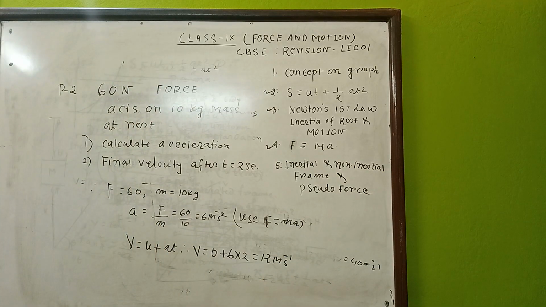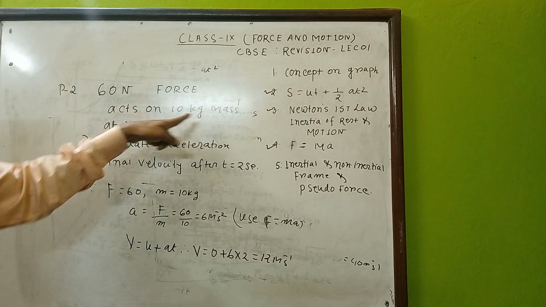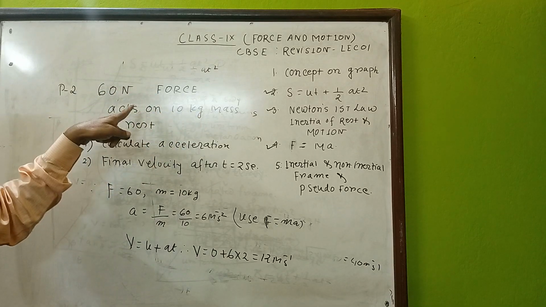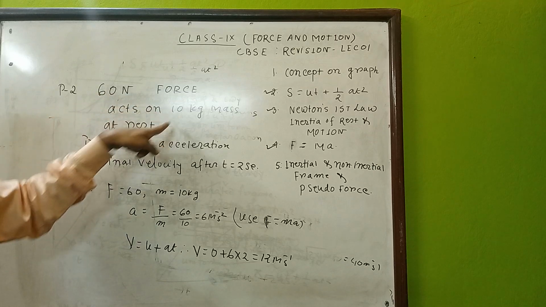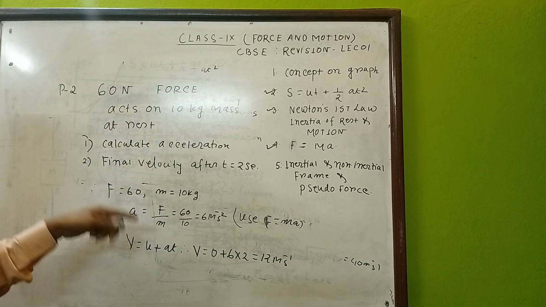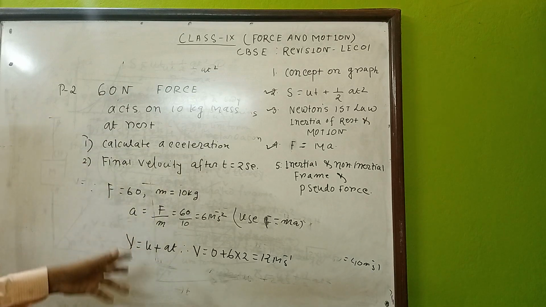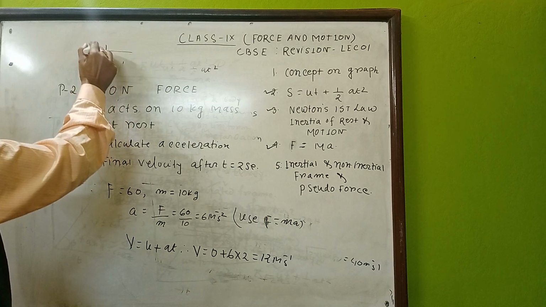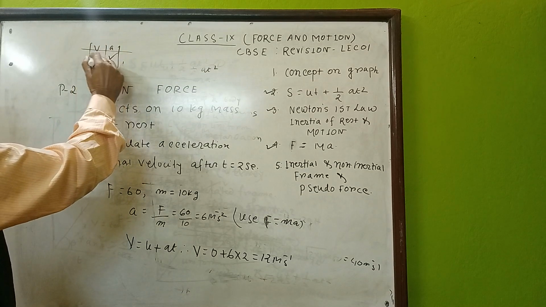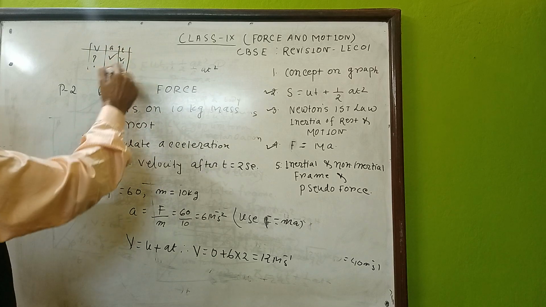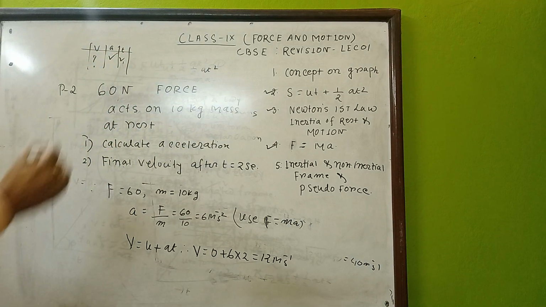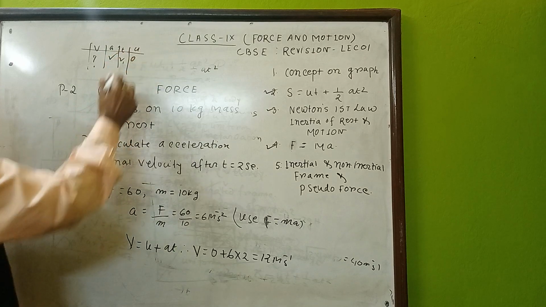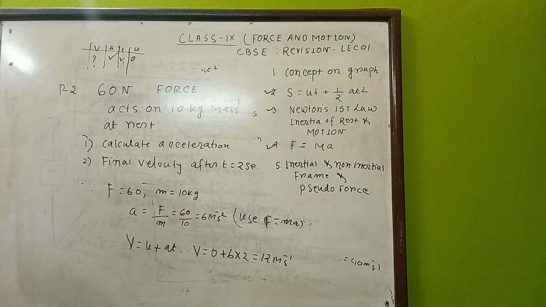Again I am telling, this is a very important sum. A 60 Newton force acts on a 10 kg mass at rest. Calculate the acceleration. What will you do? Force divided by mass gives the acceleration. Now when you know the acceleration, how do you calculate the final velocity? The acceleration a is known, the final velocity has to be obtained, and t is given. So the relationship is v equal to u plus at, with u equal to 0 because the body is at rest. Okay, this is the first question.